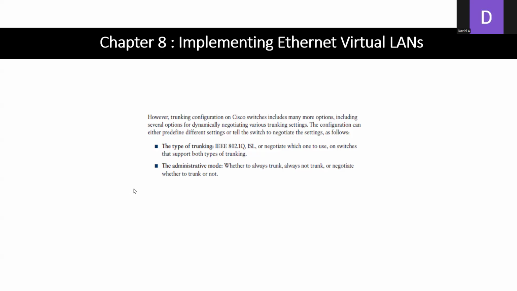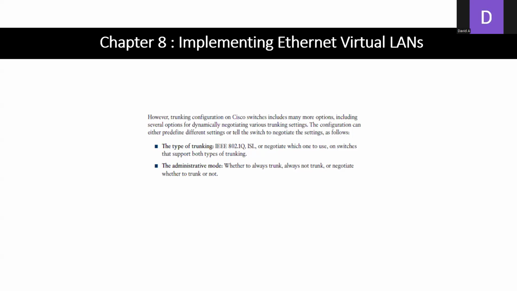The negotiate option is where we are speaking about DTP, Dynamic Trunking Protocol. This is where it negotiates the type of trunking to use, whether it's going to prefer ISL, Cisco proprietary, or IEEE 802.1Q. Whichever one is supported.